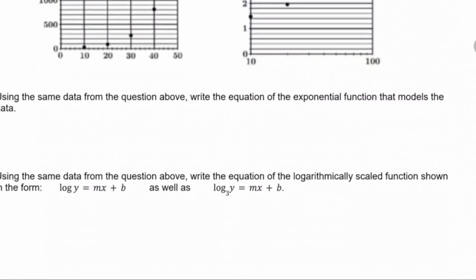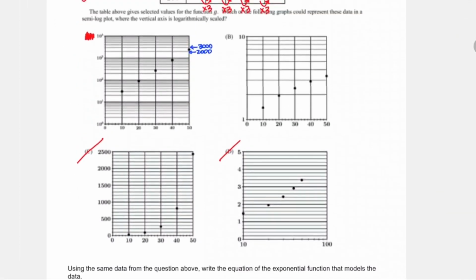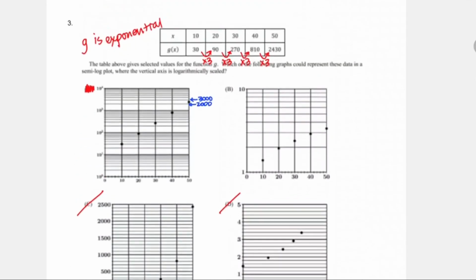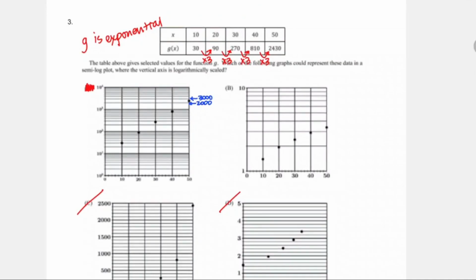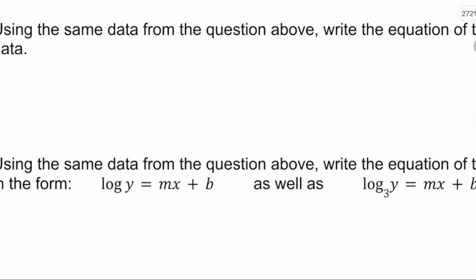Let's keep going. Okay, using the same data from the question above, so the same g of x table, write the equation of the exponential function that models the data. Okay, I don't want to pull out the calculator because it's pretty painstaking to click on the buttons for the videos, at least on my computer. And I'm going to just solve this one algebraically. So I know that the constant multiplier is 3. Okay, so we know that we're going for y equals a times b to the x.